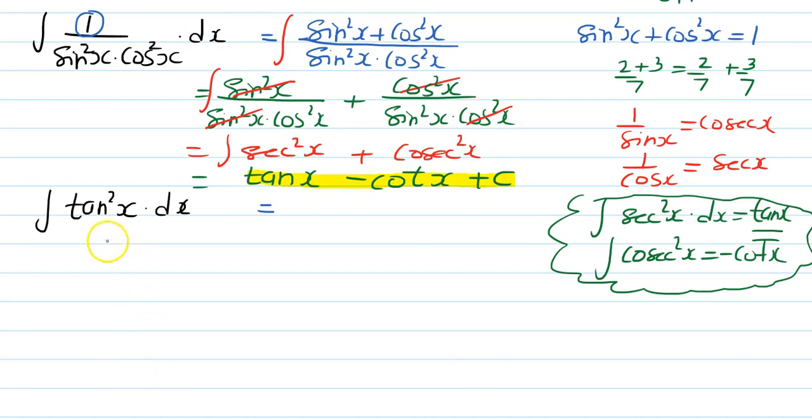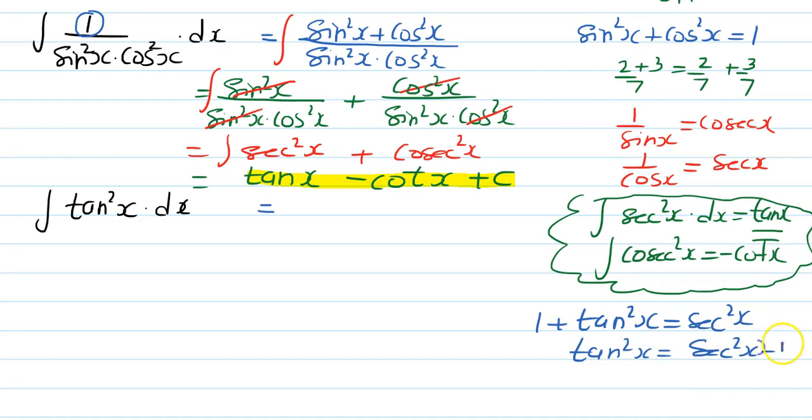Now the next question is integration of tan square x dx. So we don't know a formula for tan square x, but we know one trigonometric identity, that is 1 plus tan square x is sec square x. So what is the value of tan square x from here? You can write down sec square x minus 1. So in this place we can write down sec square x minus 1.